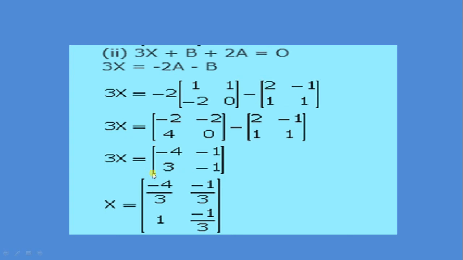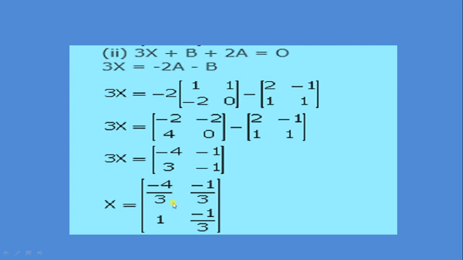What to do? The solution obtained, multiply the matrix by 1 by 3. That means to say, multiply all the elements by 1 by 3, or in other words, divide all the elements by 3. That is, minus 4 into 1 by 3 is minus 4 by 3. Minus 1 into 1 by 3 is minus 1 by 3. 3 into 1 by 3 is 1, the 3 gets cancelled. Minus 1 into 1 by 3 is minus 1 by 3.